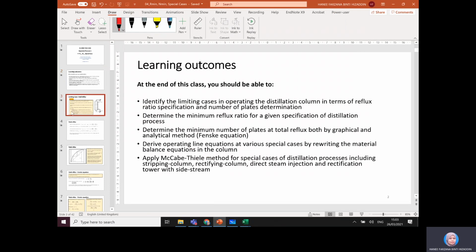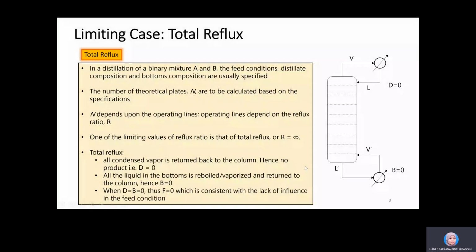So let's have a look at the first limiting case, which is the total reflux. What is total reflux? Let's say you have a distillation column for a binary mixture, A and B. You have the feed conditions specified, and the distillate composition and bottoms composition are also specified. The number of theoretical plates that we calculate must be based on the specifications, like what we did before in lecture 3. So you know the feed condition, the distillate composition xD, and the bottoms composition xB.